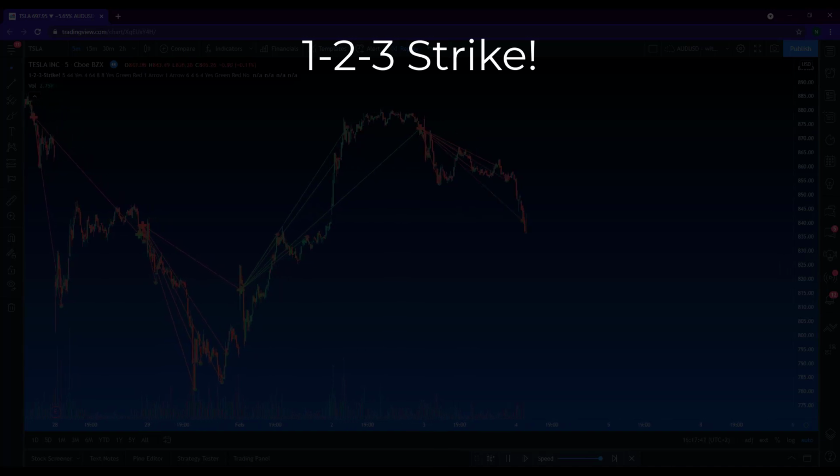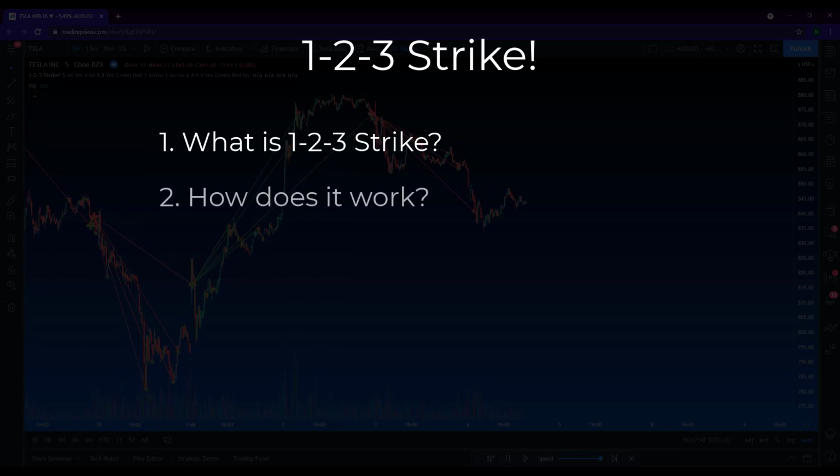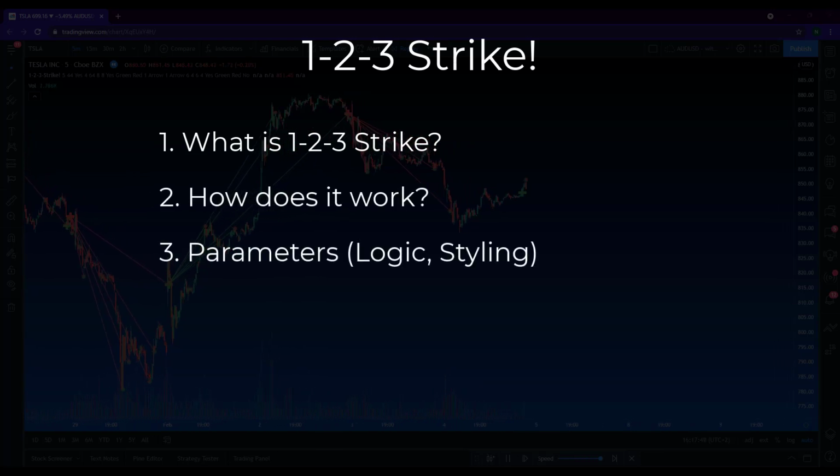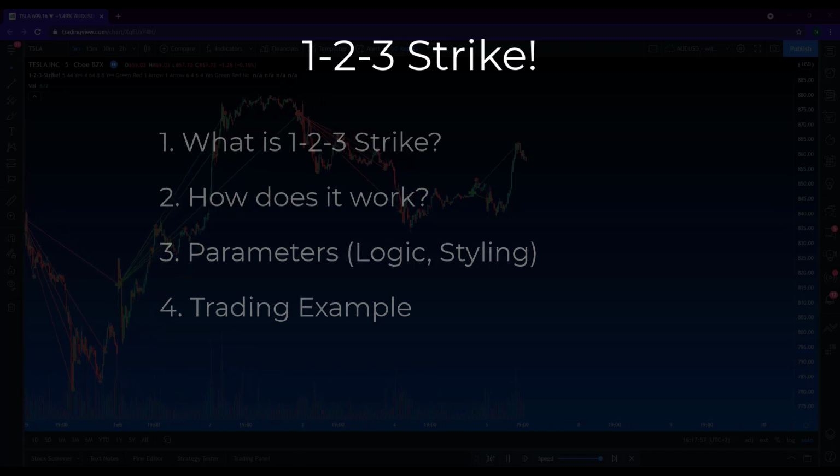In this video, we'll be covering what 1-2-3 Strike is, how it works, its logic and styling parameters, and a practical trading example to show you how it's meant to be used.